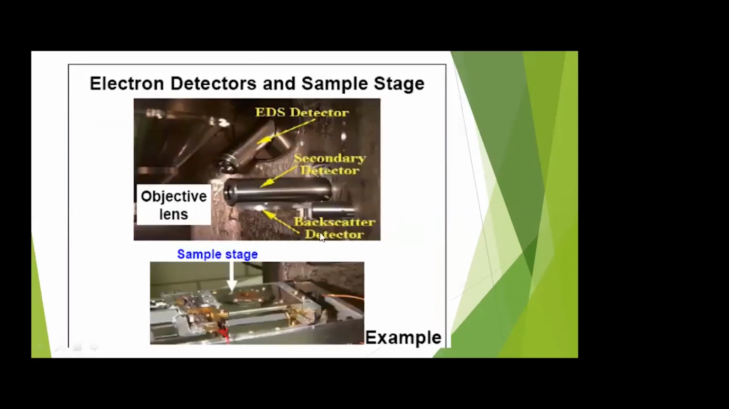Here, this is the close-up image of the detectors that are used. This is a very good instrument where we have multiple detectors. We have secondary electron detectors. We also have an EDS detector here. We also have a backscatter detector here. So this is a close-up image of the sample stage, and this is the stub where the sample is mounted.